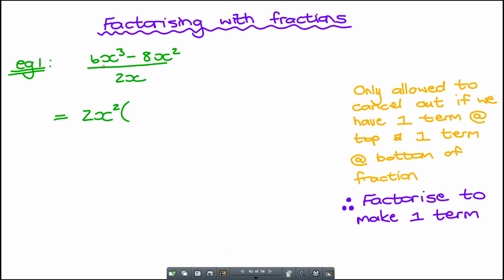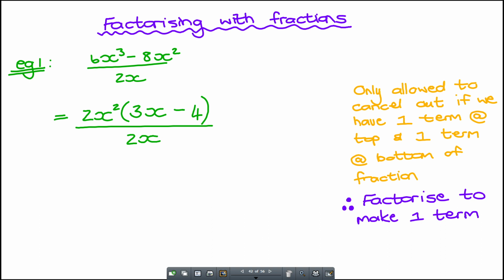Okay, now if I take out 2x squared from that 6x to the power 3, I will have 3x. If I take out 2x squared from the 8x squared, I will have just 4. Remember, I already took out the x squared now. Then the bottom part stays 2x.